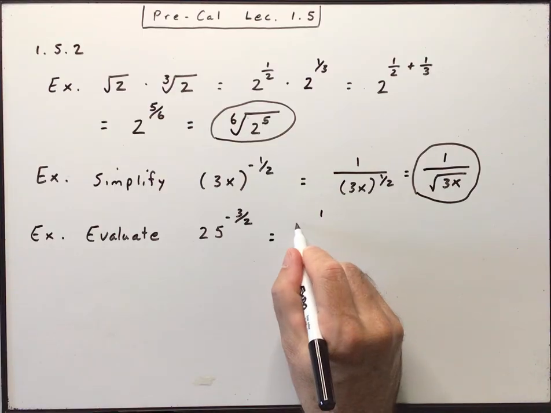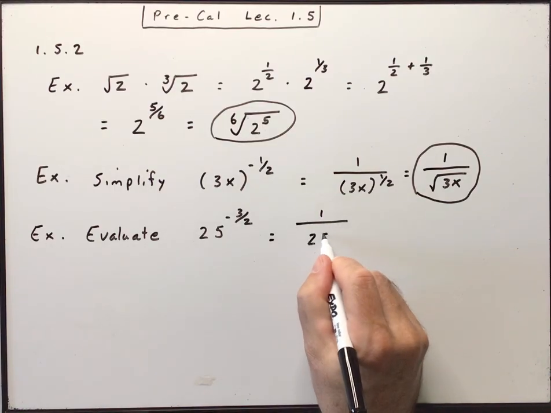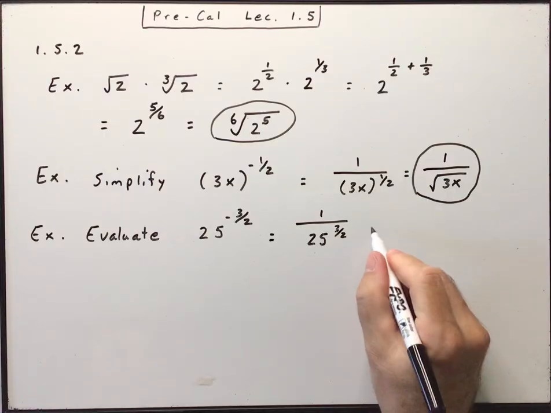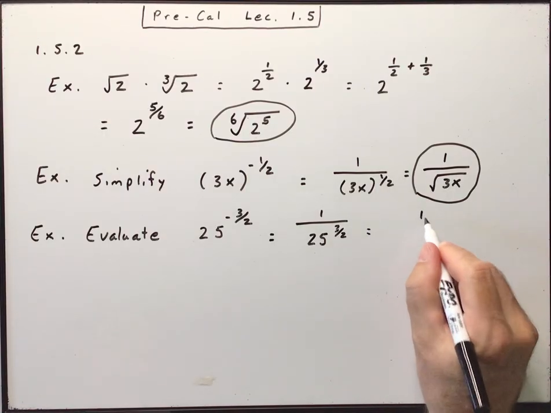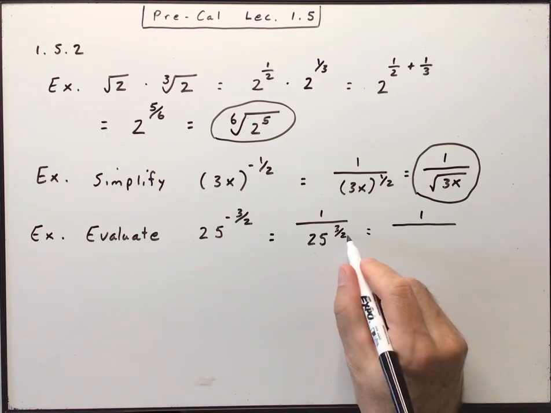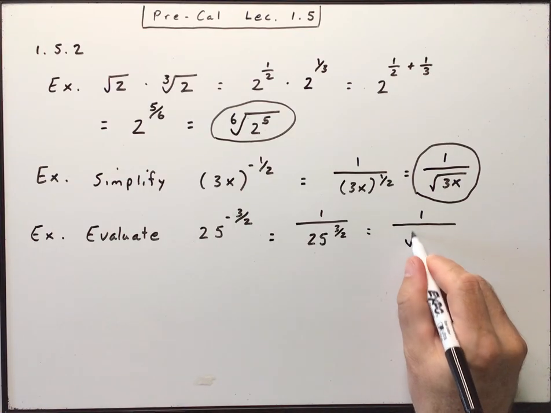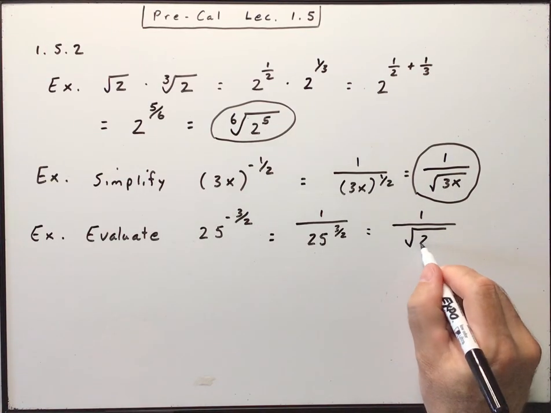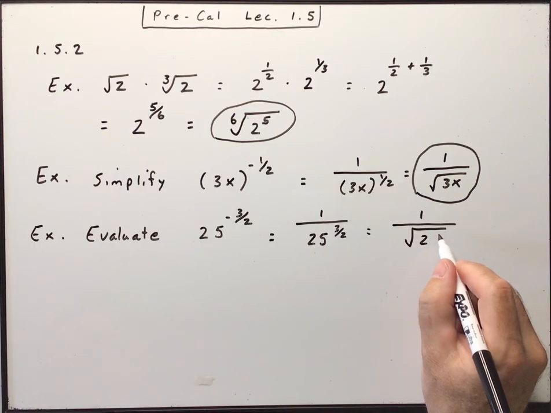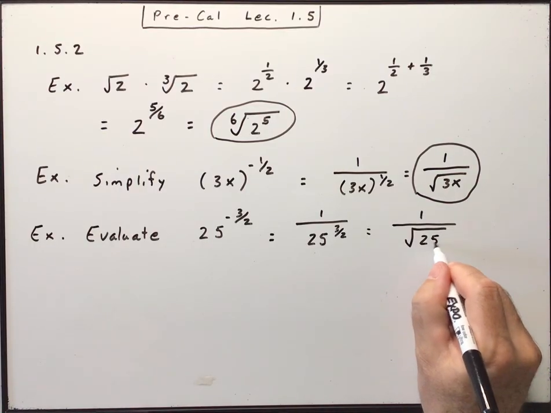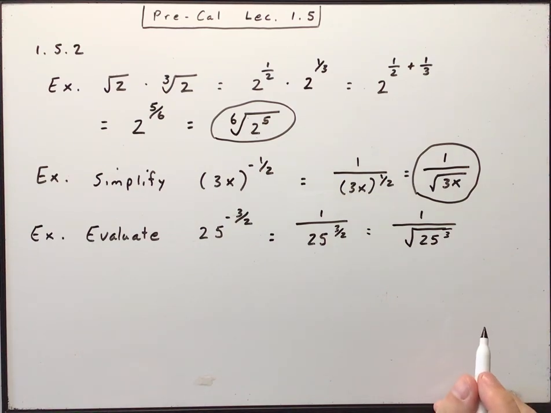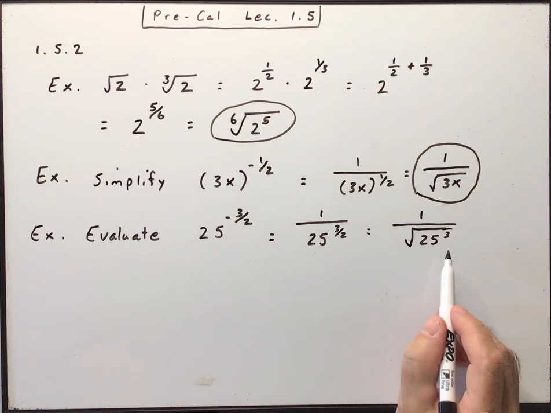That's going to be 1 over 25 to the positive 3/2 power. If we were to rewrite that as a radical, the 2 goes in the crook of the radical, but it's implied, so we don't write it. 1 over the square root of 25 cubed.